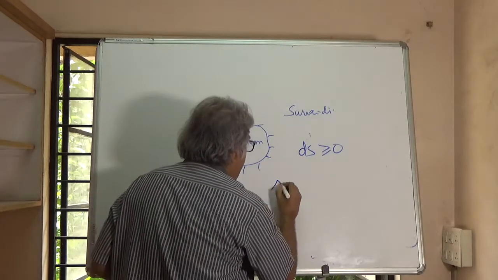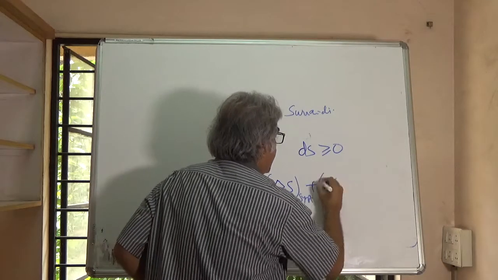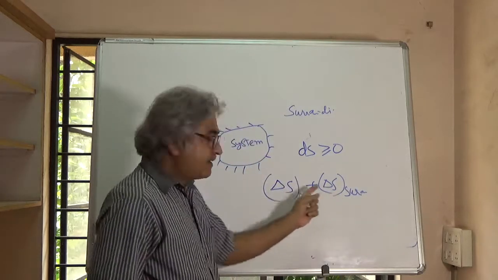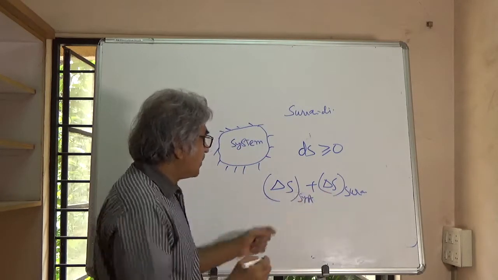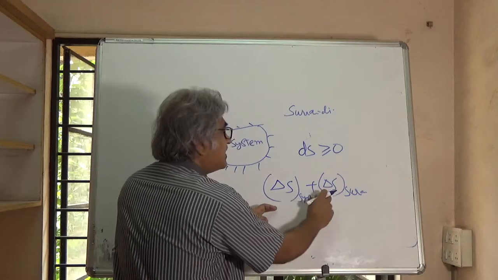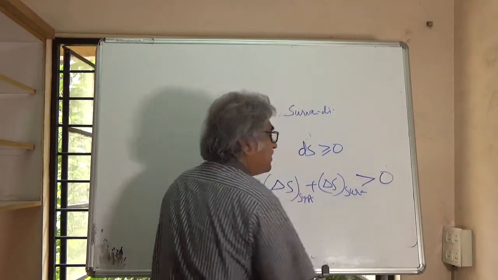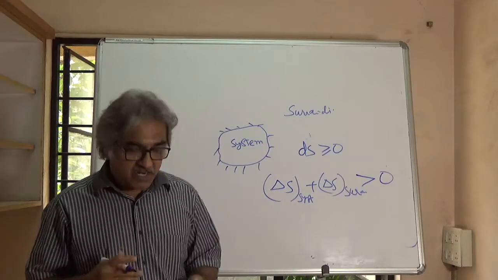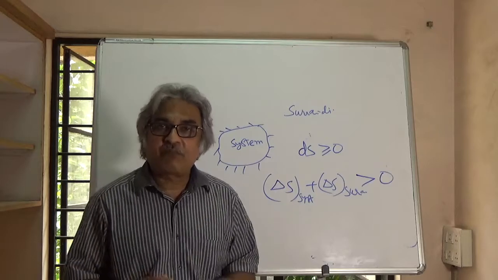So if delta S of the system plus delta S of the surrounding, right? If you look at this, because delta S of the system is greater than 0, and delta S of the surrounding is 0, so this is positive, this is 0, so together they will be greater than 0. So principle: every time a system undergoes an irreversible process, there is increase in entropy of the universe.